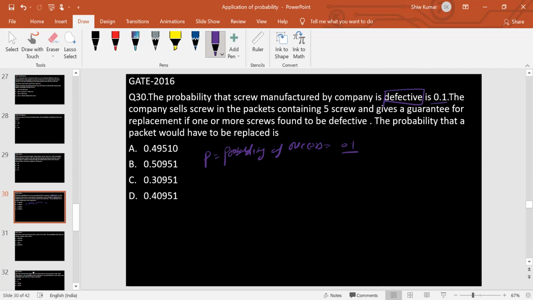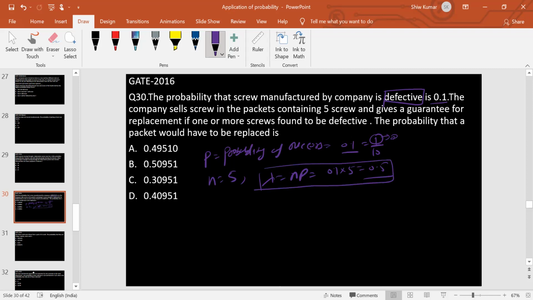0.1 means out of 10 screws 1 screw is defective. That is the meaning, because it's 1 by 10, so out of 10 screws 1 is a defective product. And the company sells screws in packets containing 5 screws, so n is equal to 5. So here lambda is n into p, it's 0.1 into 5, it's 0.5. So this is the lambda here, 0.5. And it gives a guarantee for replacement if one or more screws are found to be defective.